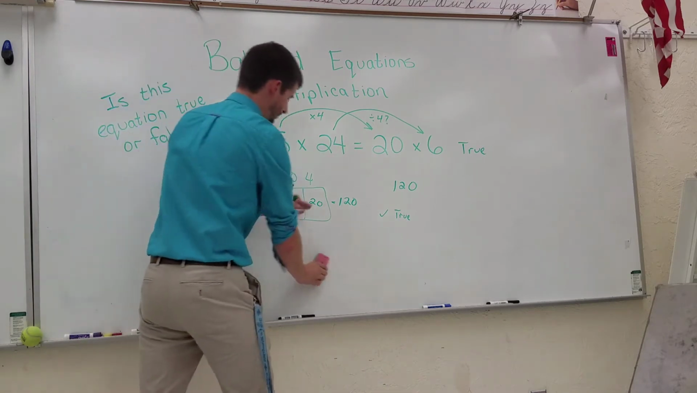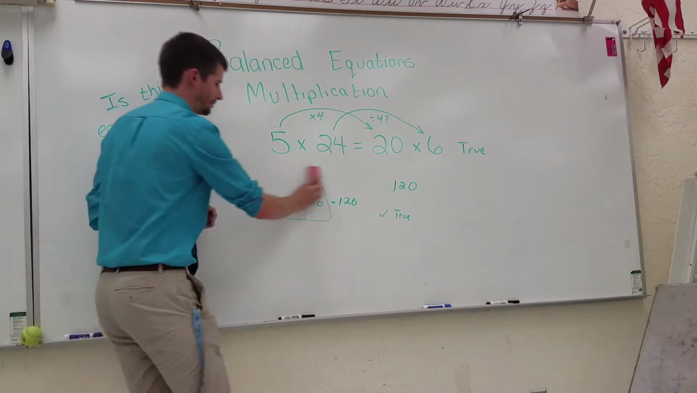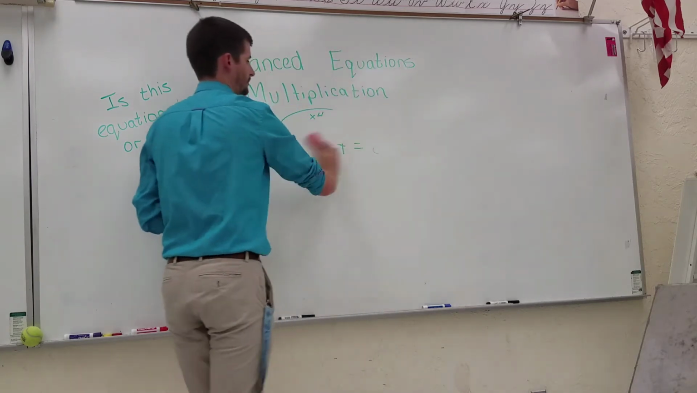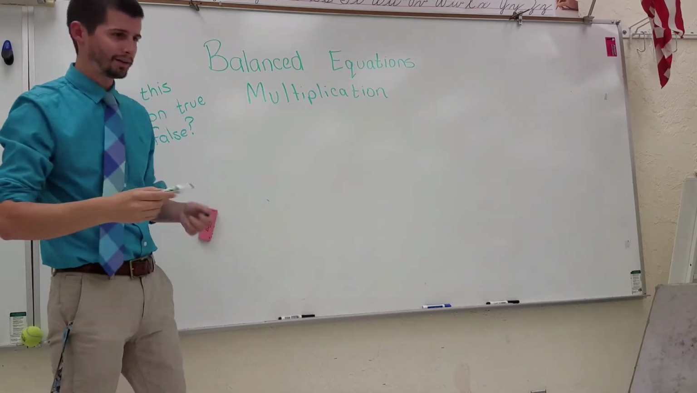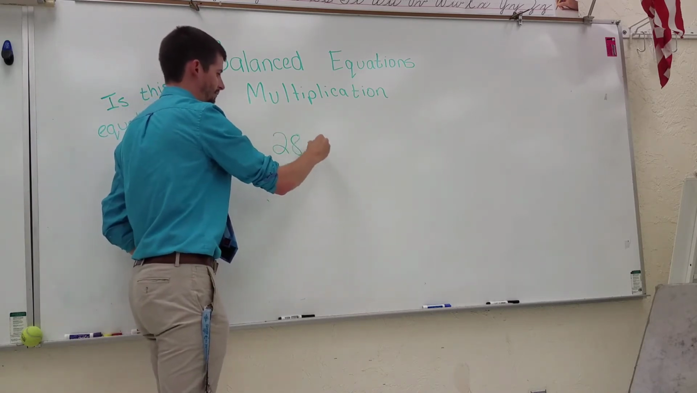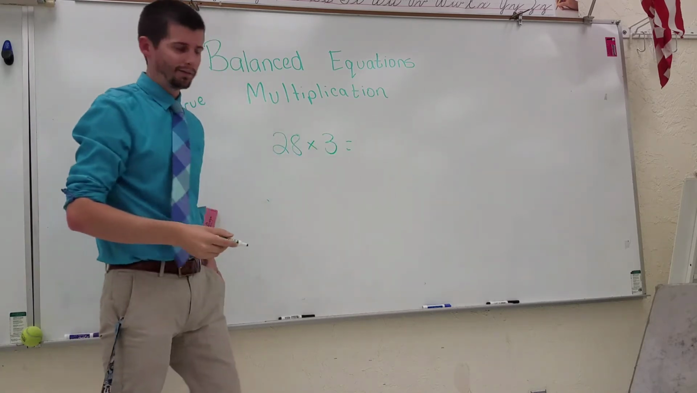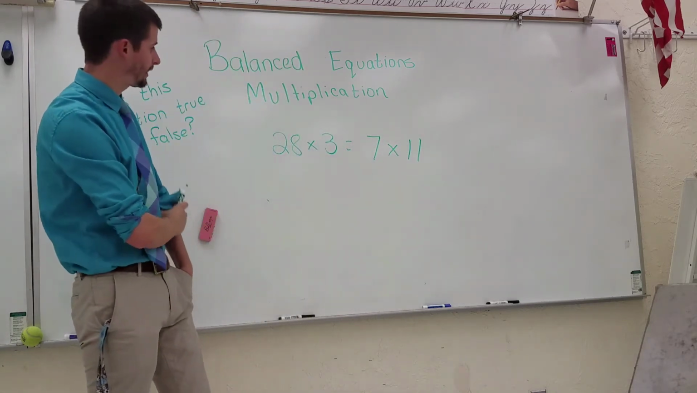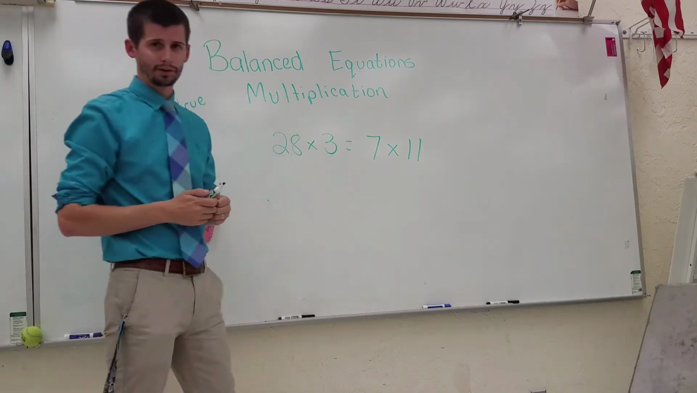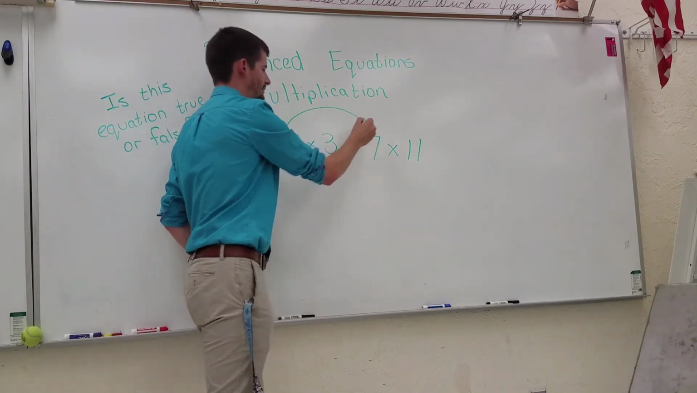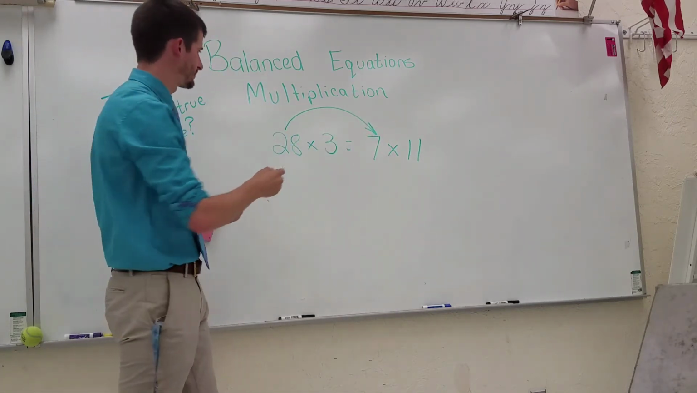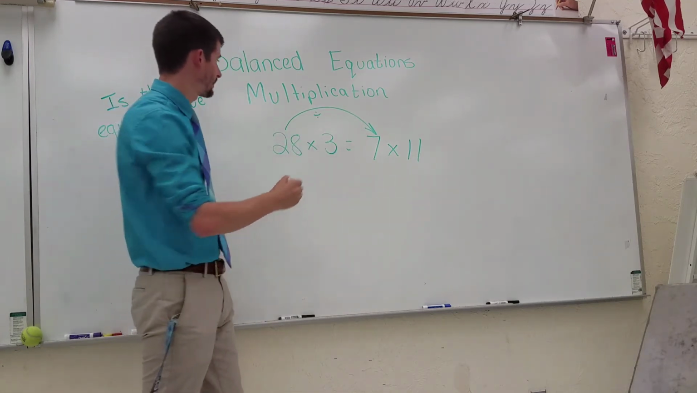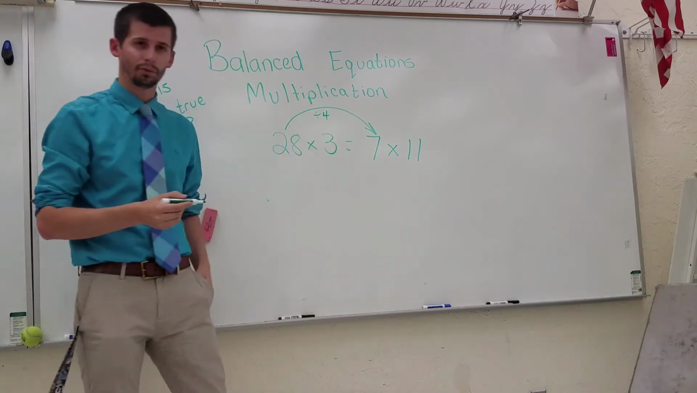Let me show you a different example where I'm not going to do the area model and just show you how we can use what we call cloud writing to answer if it's true or false. So my next one, if I have 28 multiplied by 3, and let's see if that equals 7 multiplied by 11. So again, I'm just going to compare these first two factors. So 28 to 7. Well, now I'm getting smaller, so I know I'm dividing. 28 divided by what would give me 7? Well, 28 divided by 4 would give me 7.